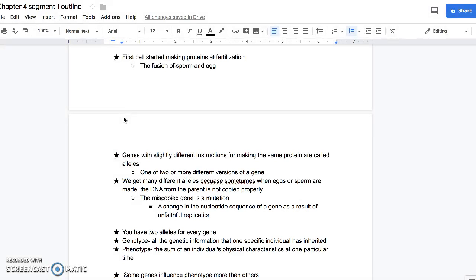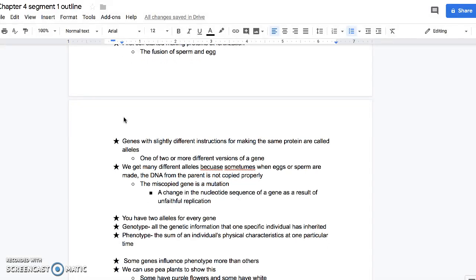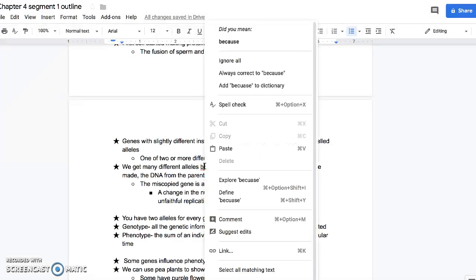Genes. The first cells started making proteins at fertilization, which is the fusion of sperm and egg. Genes with slightly different instructions for making the same protein are called alleles, and an allele is one of two or more different versions of a gene. And we get many different alleles because sometimes when eggs or sperm are made, the DNA from the parent is not copied properly.